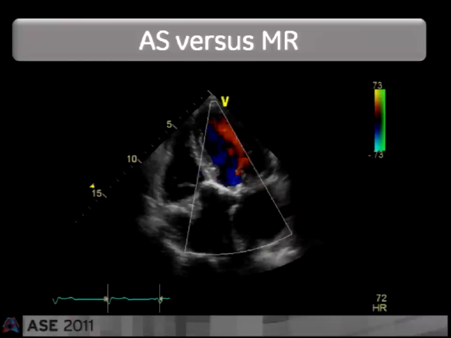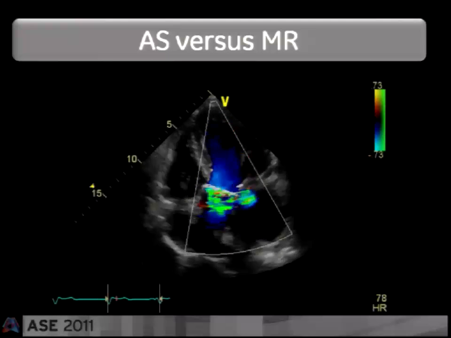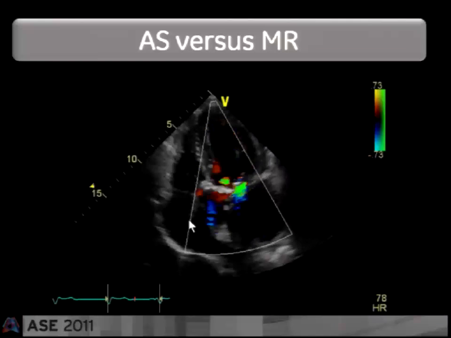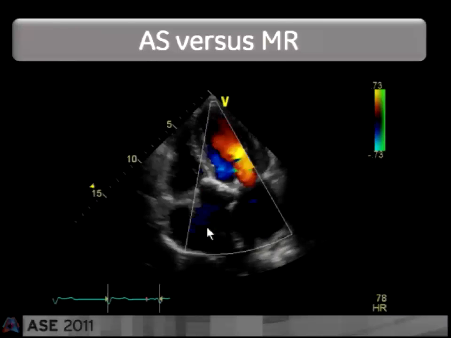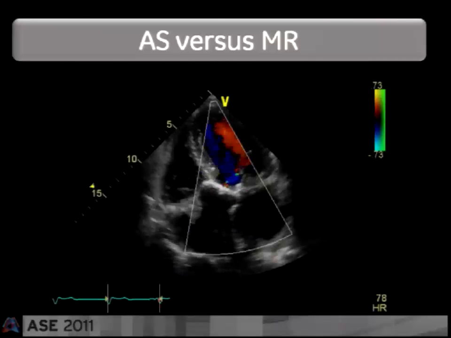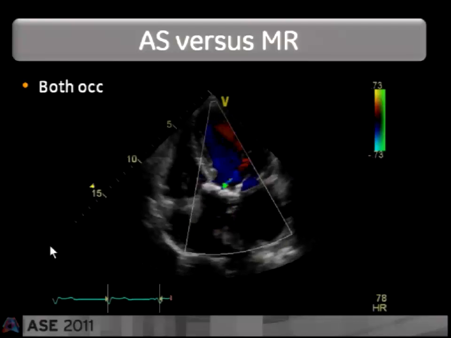So why can this be a problem? Well, if we look at the apical view here, this is an apical 5-chamber view with colour flow Doppler imaging. We've got a wide colour Doppler box. So what we can appreciate is we've got mitral regurgitation, and this patient also has aortic stenosis. So the problem when we're trying to obtain AS signals and MR signals is that both of these signals occur during ventricular systole.